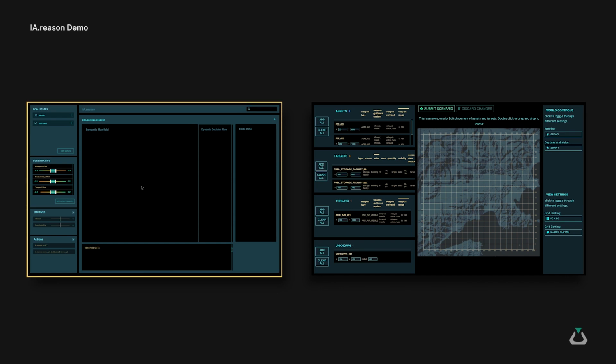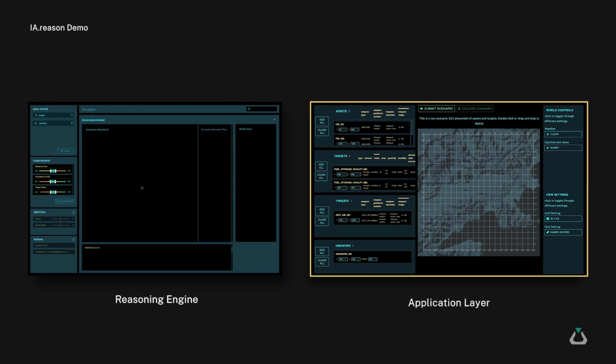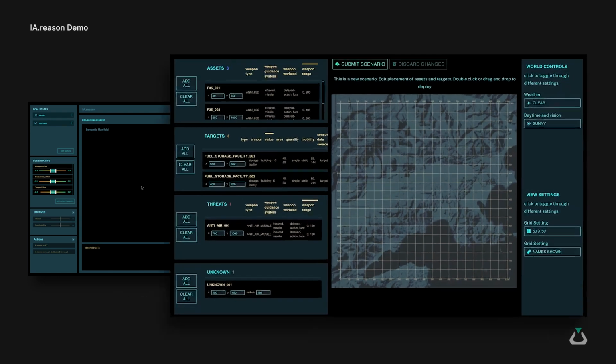The screen on your left is the UI for our universal reasoning engine. Parameters inside of this UI can be modified based on use case-specific requirements. The screen on your right is our interactive application layer user interface, representing a domain-specific view of the world state, as our reasoning engine makes decisions behind the scenes.